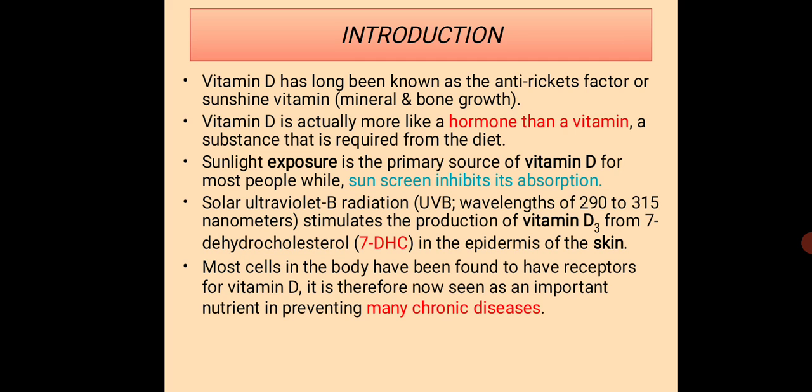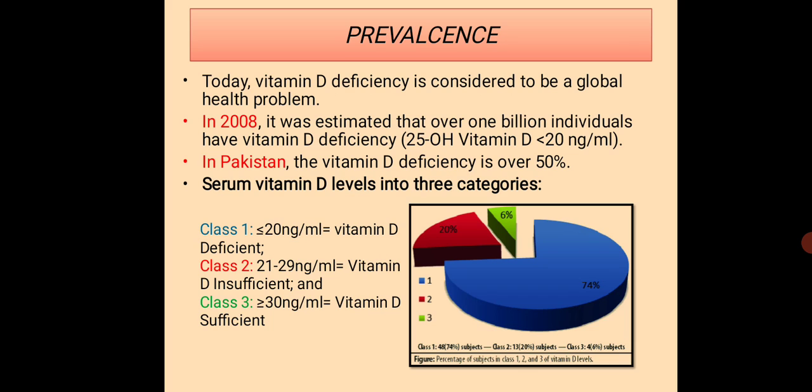Most cells in the body have been found to have receptors for vitamin D. It is therefore now seen as an important nutrient in preventing many metabolic or chronic diseases. The prevalence of vitamin D deficiency is considered to be a global health problem. In 2008, it was estimated that over 1 billion individuals had vitamin D deficiency, with 25-hydroxyvitamin D less than 20 nanograms per ml. In Pakistan, vitamin D deficiency is over 50%. That is too dangerous.